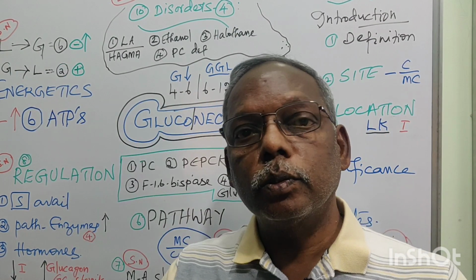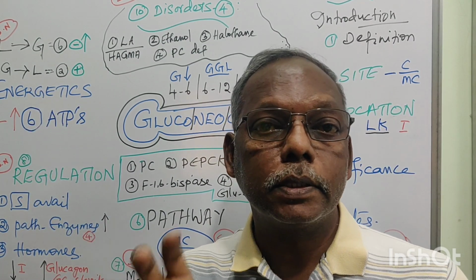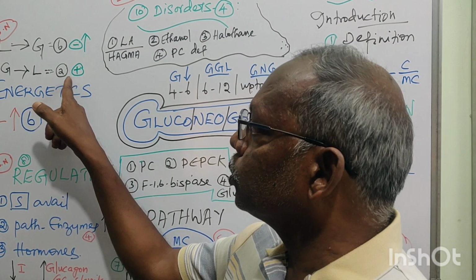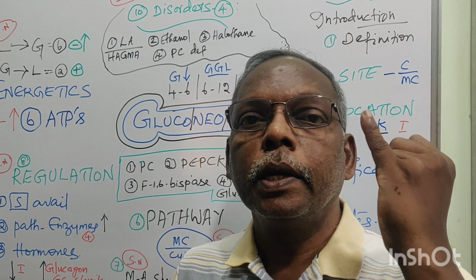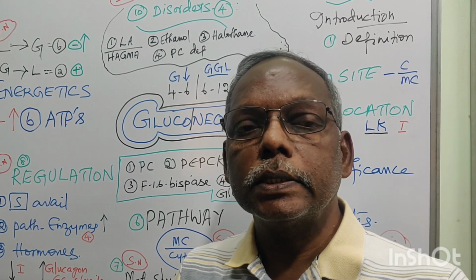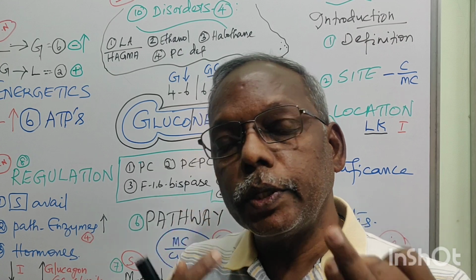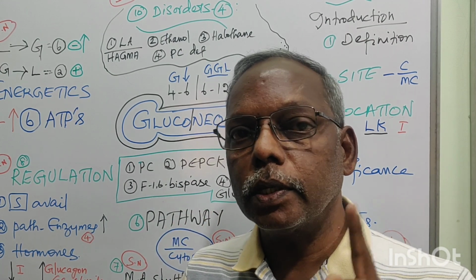Whereas from glucose by anaerobic glycolysis, that is with lactate as the end product, we are getting 2 molecules of ATP. These 2 points are very, very important MCQs. In anaerobic glycolysis, ATP production is 2. Whereas in gluconeogenesis, you have to give 6 ATPs for the synthesis of 1 molecule of glucose.